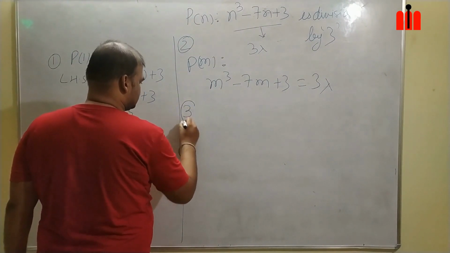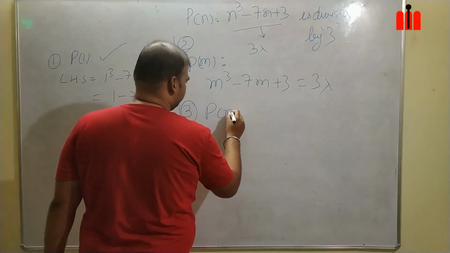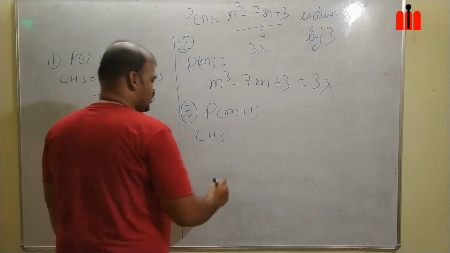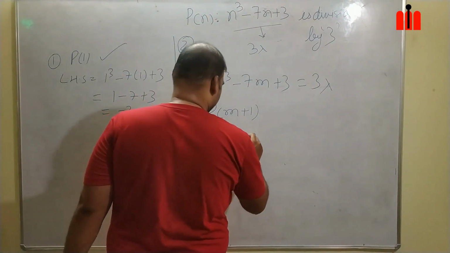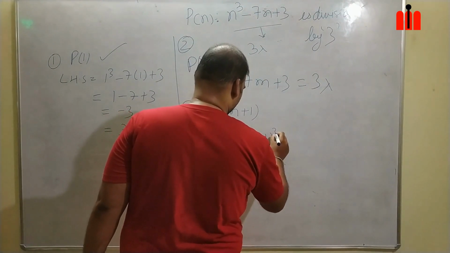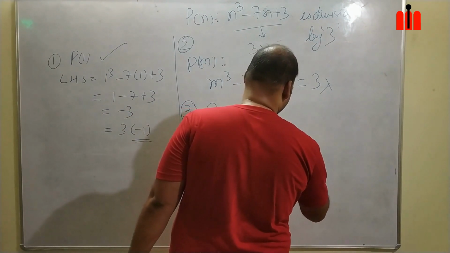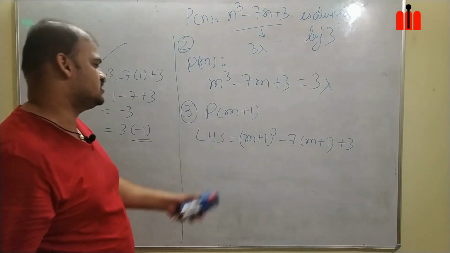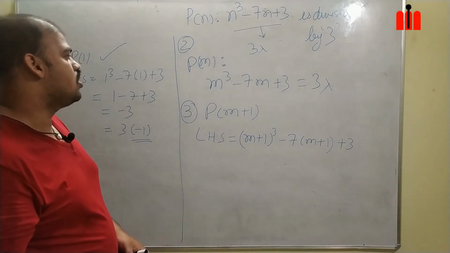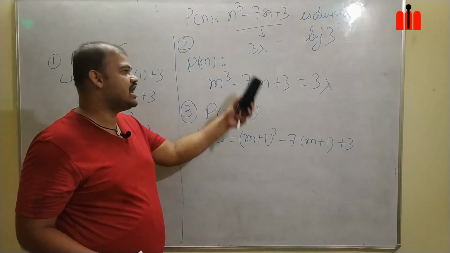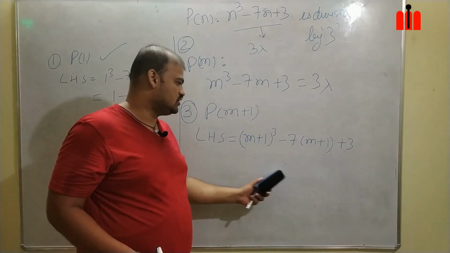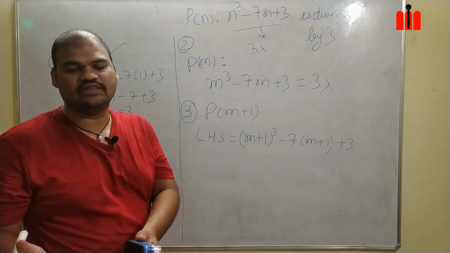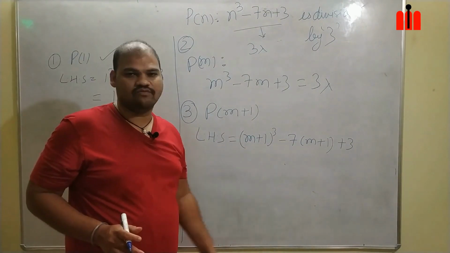Now the third step, which is the induction step. How will my Pm plus 1 look? For Pm plus 1, let's take our LHS. It will be m plus 1 whole cube minus 7 times m plus 1, plus 3. Now I should anticipate what my RHS will be in this step. I should show that this will be equal to 3k, which means it is also divisible by 3, with k an integer.